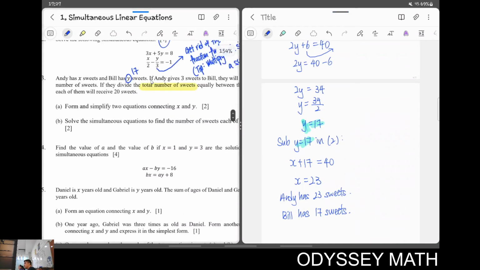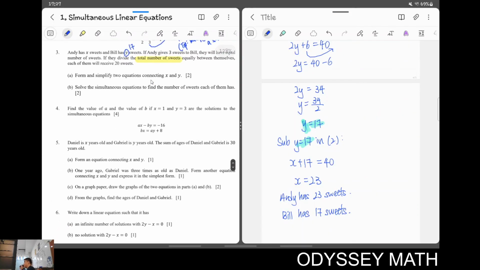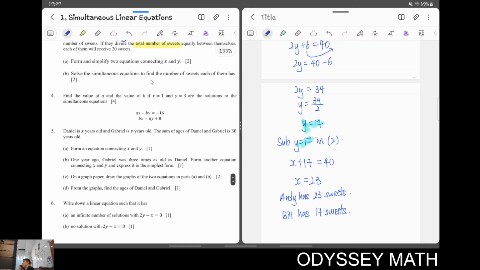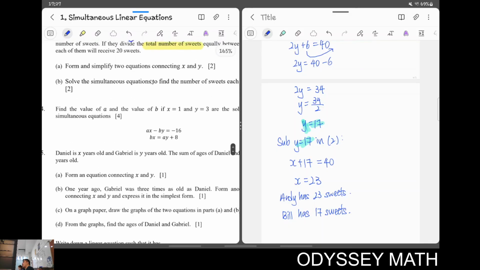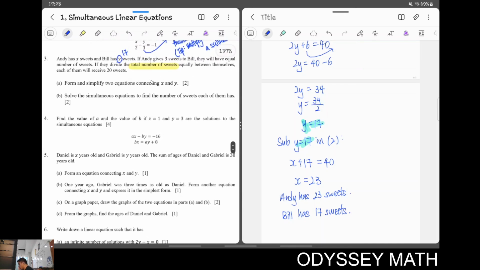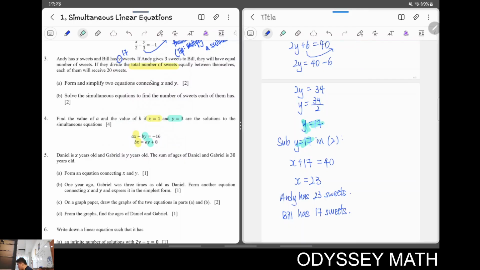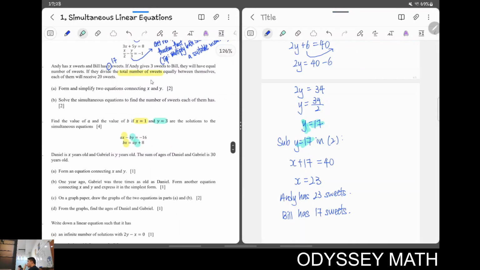Question number 4 is not an easy question, but at least once you do it one time, if it comes out in your exam, then good for you. So question number 4: find the value of A and the value of B if x equals 1. Okay, you got a highlighter? Can you write it here? X equals 1, highlight the x, and y equals 3. So they say that x equals 1 and y equals 3 are the solutions to the two equations over here.